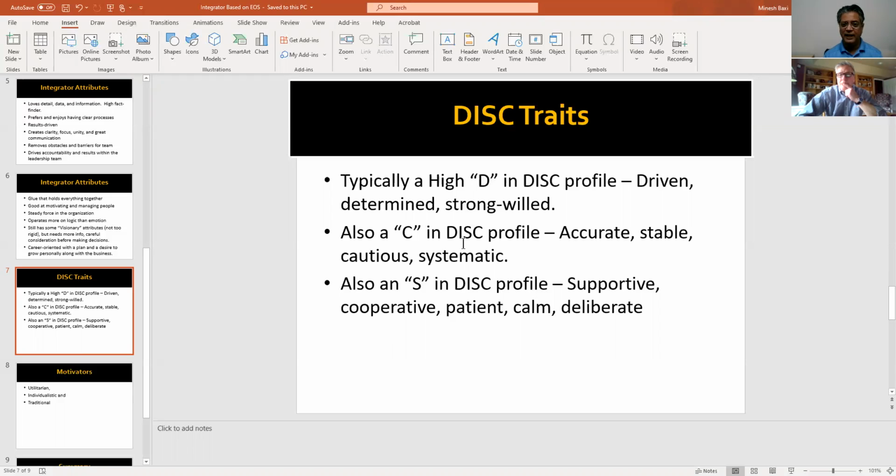So typically they're going to be high D: driven, determined, strong-willed. They take decisions. So it's not that they don't take decisions. They also have a C, which is compliance. So they're looking to be accurate, stable, cautious, systematic. They're also an S, which means steady, and they are supportive, cooperative, patient, calm, and deliberate. So they have three traits which are above the energy line, with a score of about 50 plus.